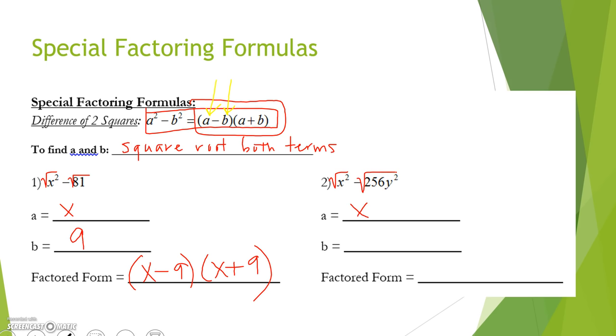All right, for the next one, when I square root the first term, I get x. The next one, you can use your calculator, but I'm just going to tell you it's 16. This one has a y with it as well, y squared, so I make it y for my b. I fill it in, a minus b, a plus b. And that's your final answer. You're done.